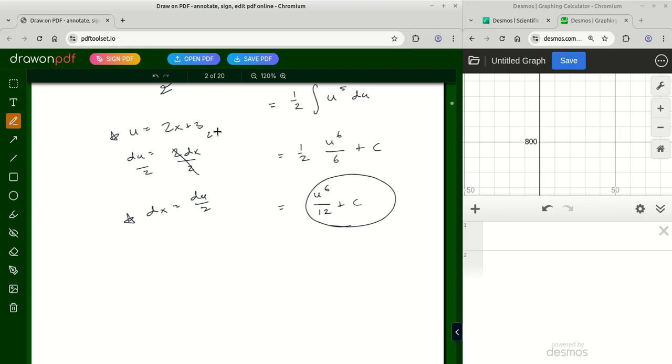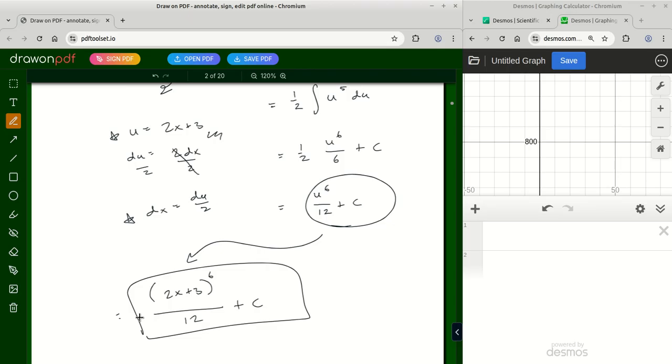It's a good thing we have a formula for that. You see how I'm going to just plug it in now. So here we go. I'm going to now plug it back in. I got now the 2x plus the 3, now to the 6th power, all divided by 12, plus c. This is your answer finally. We finally got it. So that's u substitution.